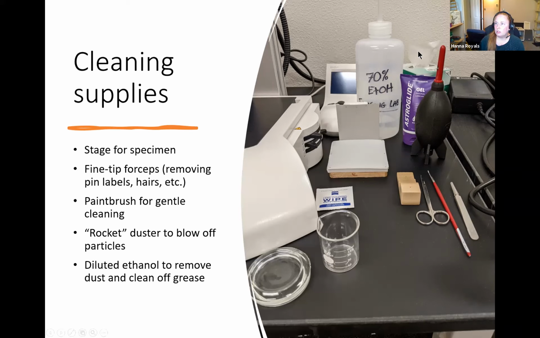And we also use diluted ethanol for cleaning our specimens. This is a great way to remove debris, gunk, grease. A lot of specimens regurgitate their contents when they die, and they'll have all this crusty gunk on their faces that make it really hard to view mouth parts and facial structures. So a diluted ethanol is a great way to clean those up using a paintbrush.